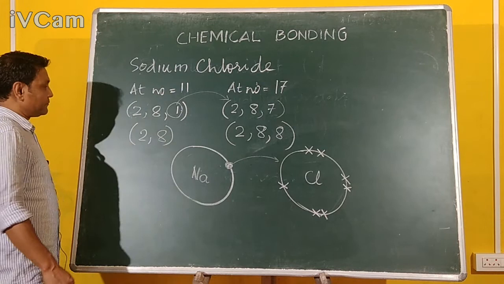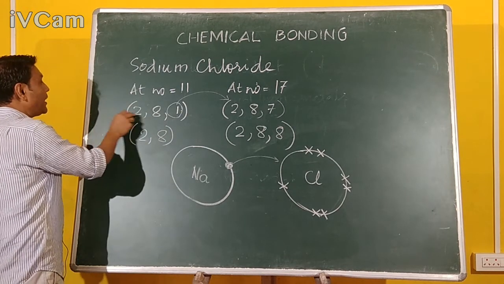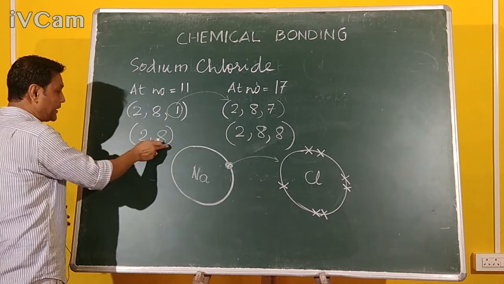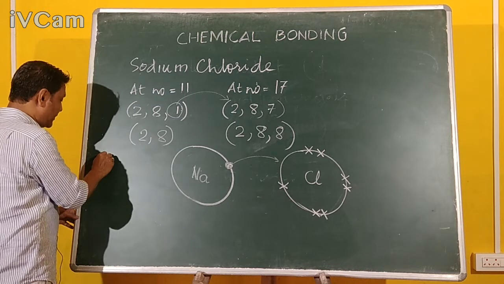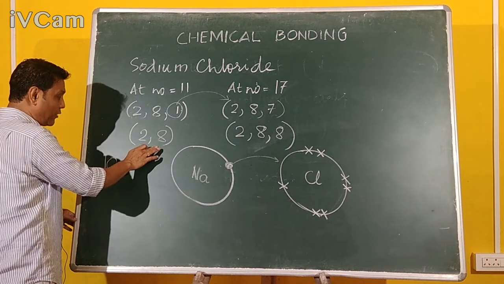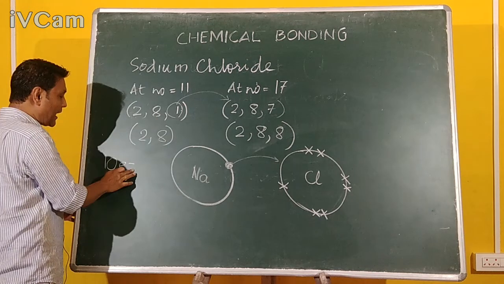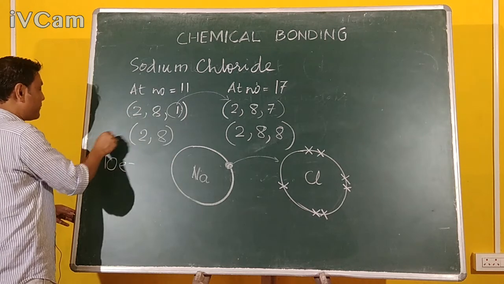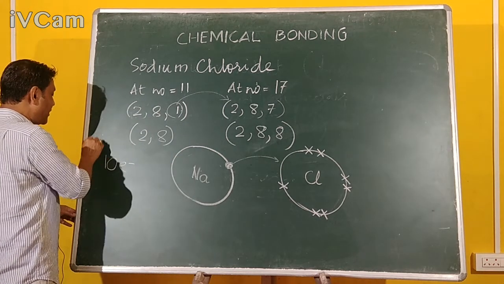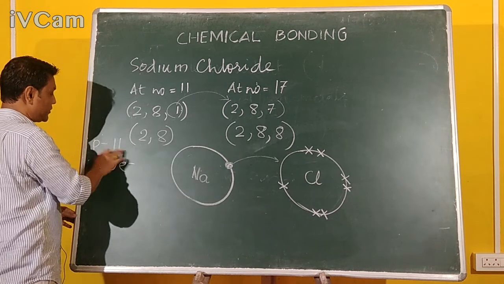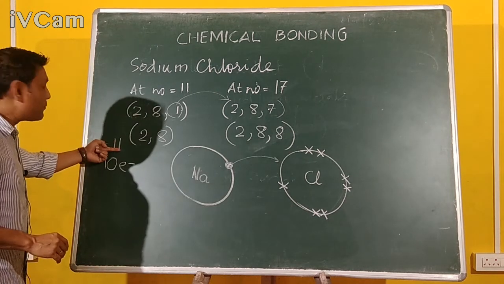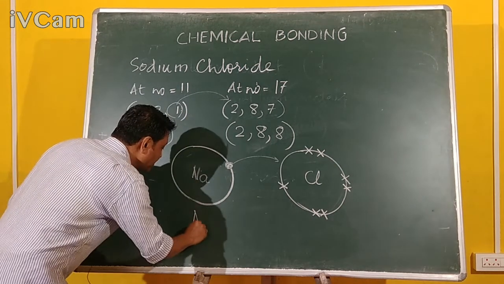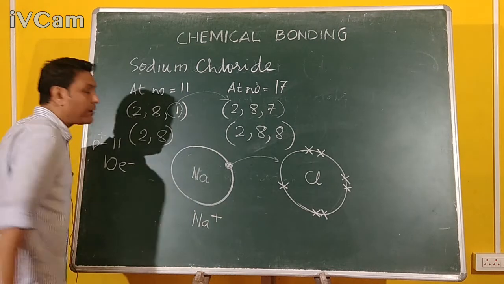Now, how many electrons will sodium have? 10 electrons now. Earlier, it had 11 electrons. Now, it has 10 electrons after losing 1 electron to chlorine. How many protons does it have? 11 protons. So since it has 1 proton more, 1 positive charge more, the sodium becomes a sodium ion, Na+.